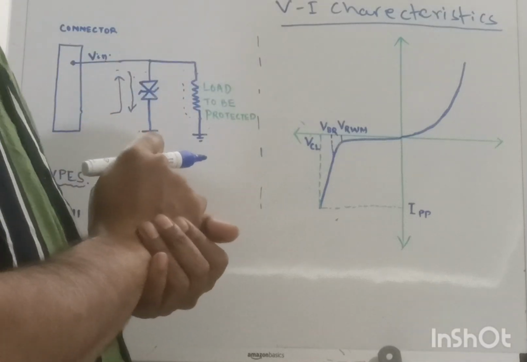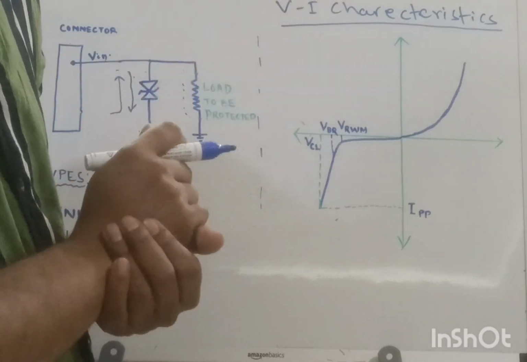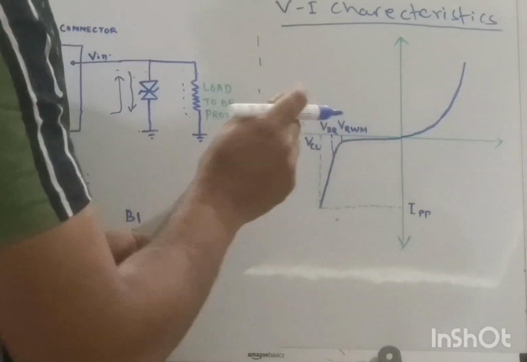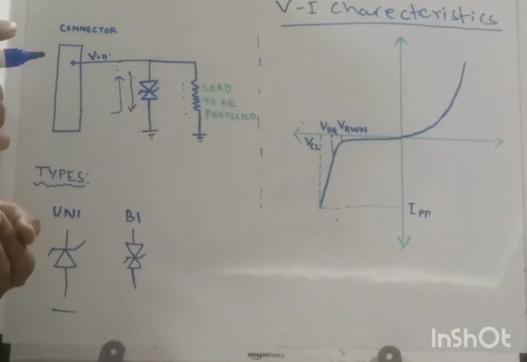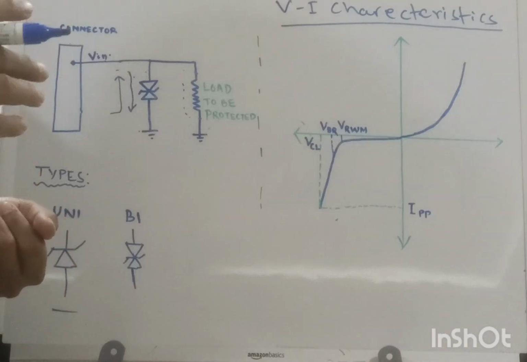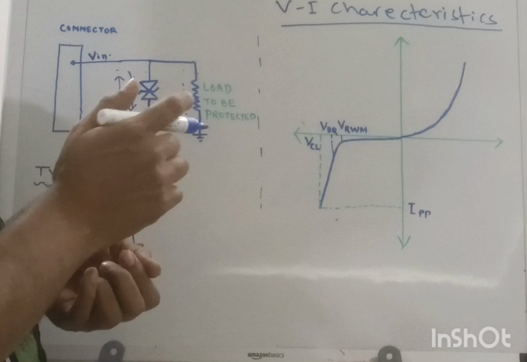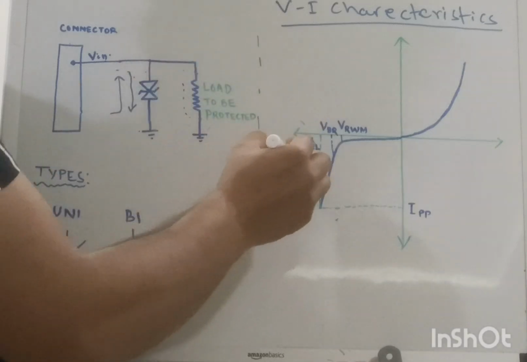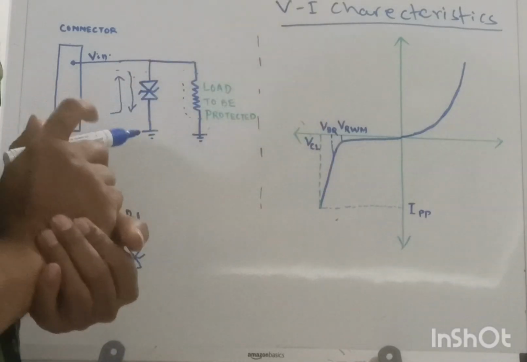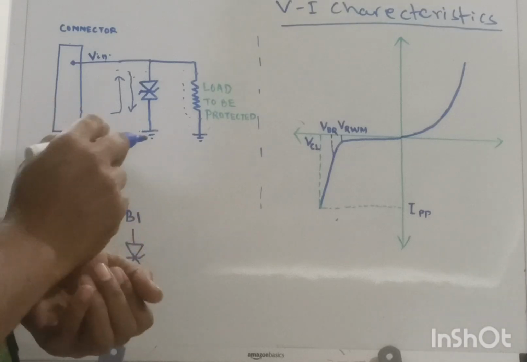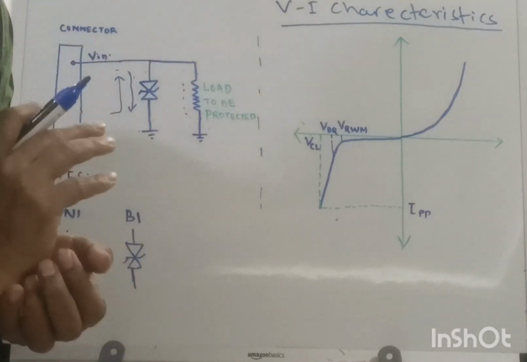If you see, the test current would be 1 milliamp to 10 milliamps. So VBR will be slightly above VRWM, where your excess surge current actually starts to conduct or starts to shunt through the diode. Now VCL, this is the clamping voltage. The clamping voltage is the maximum voltage at which your TVS diode will start to regulate.